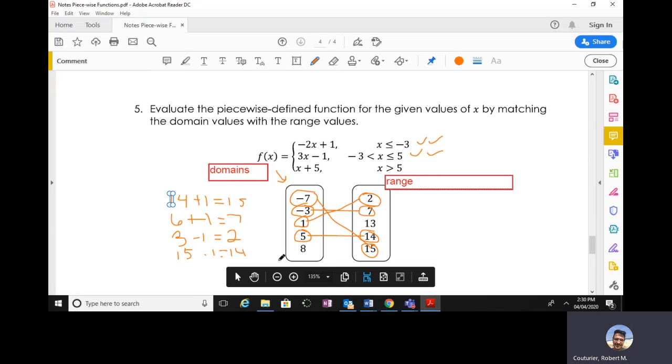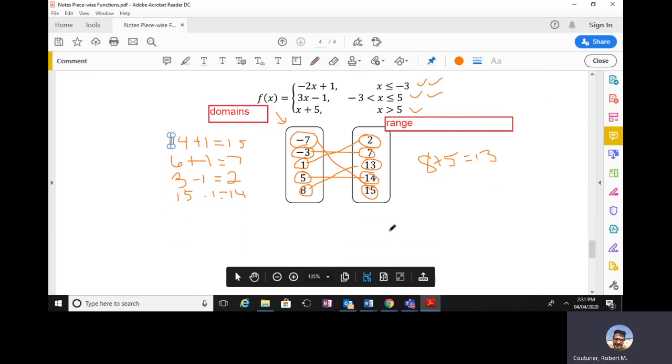And it leaves us 2, but we have to double check. Is it really 13? I don't know. 8. Is 8 greater than 5? Yes, it is. So yes, 8 falls into this one. So 8 plus 5 is 13. So 8 goes to 13. And you're pretty much done.